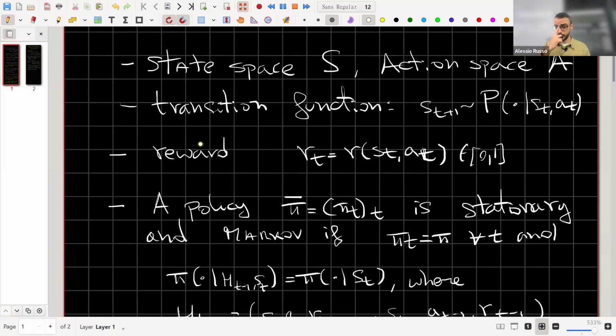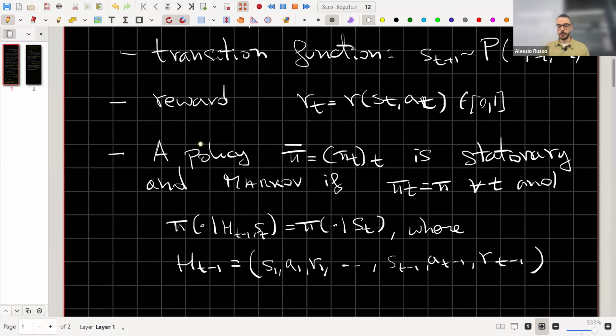Then we define a policy to be a collection of sampling rules. And we say that the policy is stationary and Markov if the sampling rules are the same for all time steps, and if the policy only depends on the last state that you observed. So a Markov policy will choose the action based only on the last state. It will not choose the action based on the entire history of data.